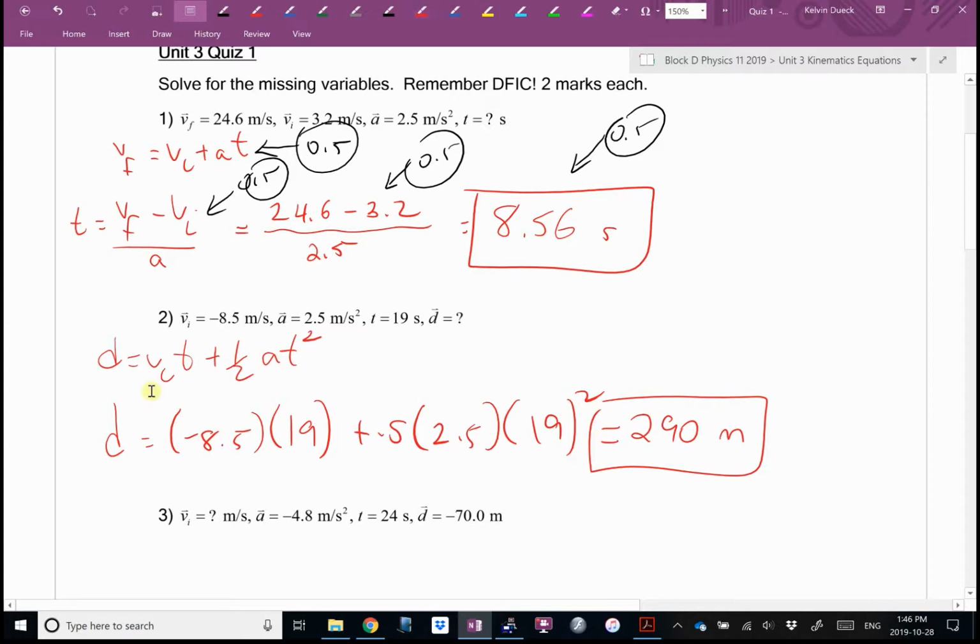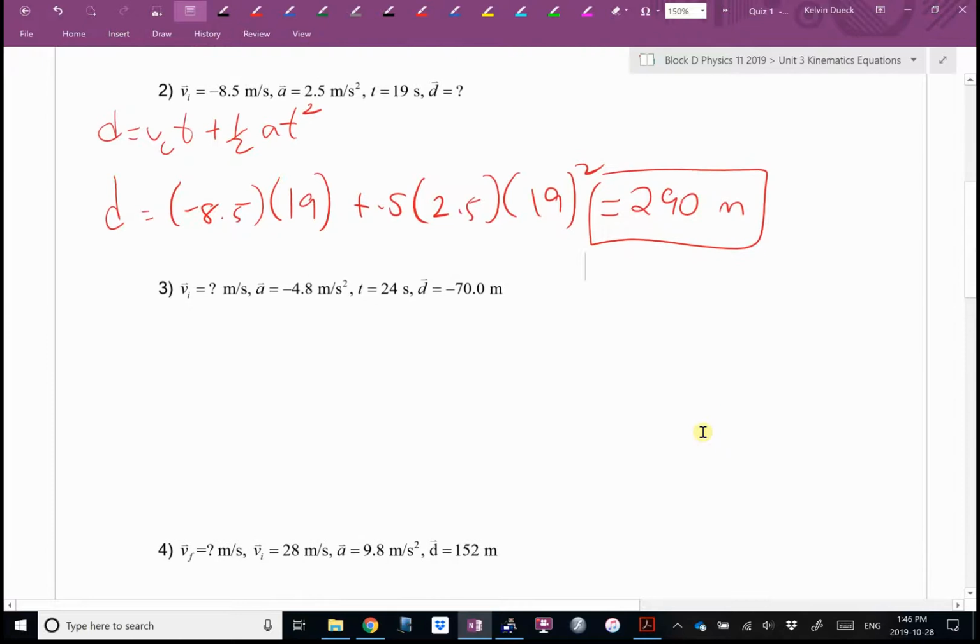So again, one half mark for the original equation, a free half mark because you didn't need to rewrite it. So really one mark for the original equation, half mark for the numbers, and half mark for the answer. If I make a mistake, please let me know, by the way. Number three.